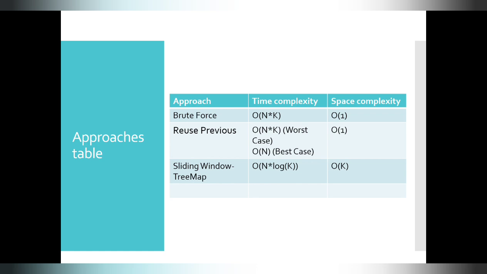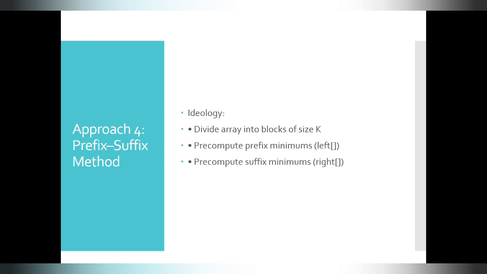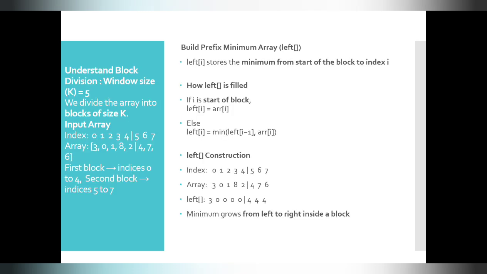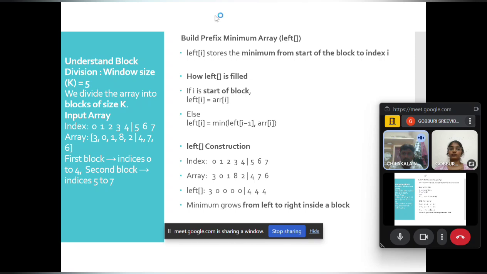Divide the array into blocks of size k. First we pre-compute prefix minimums, which we will call left, and next we pre-compute the suffix minimums, which we will call right. The main important point is that first we need to divide the complete array into blocks of size k. Each block is processed independently here.